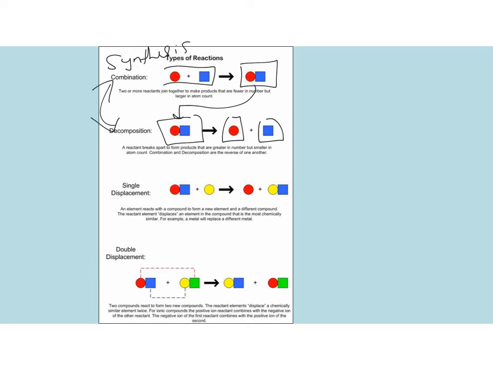Then I've got a single displacement, which means that I have a compound plus an element, okay? And that element is going to replace one of the elements in the compound. So the red got kicked out, and now it's by itself, and then the yellow bonded with blue and made a brand new compound. And then a double displacement is when two things switch. So a single displacement is when one switched, so really only the yellow switched, okay? In this case, we're going to have the yellow switch as well as the red switch, so we call it a double displacement, and we make two brand new compounds.